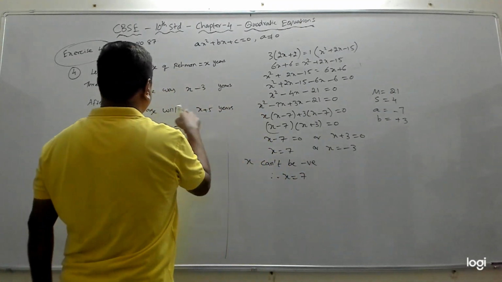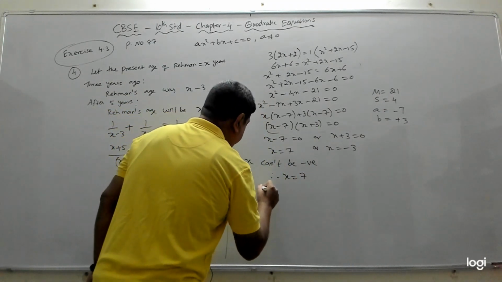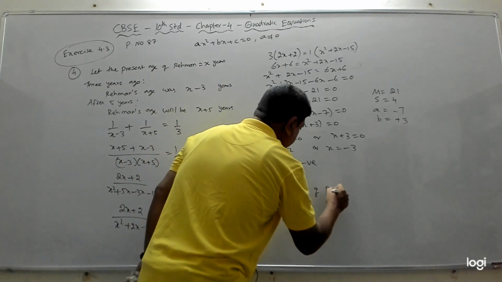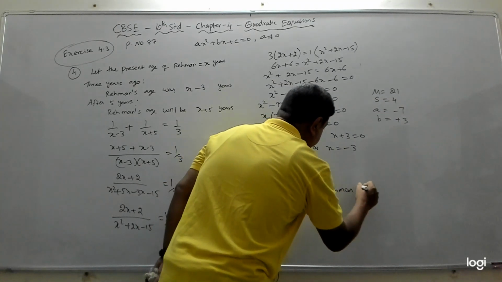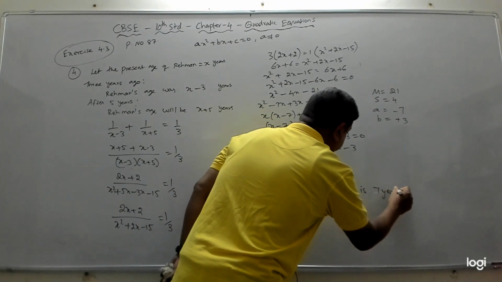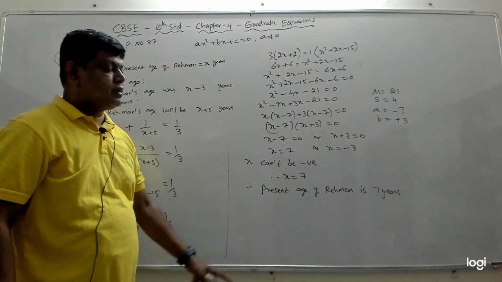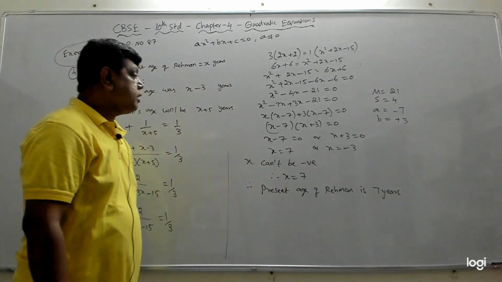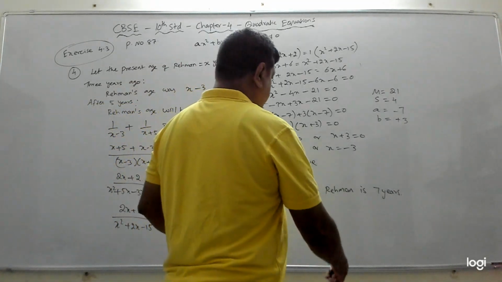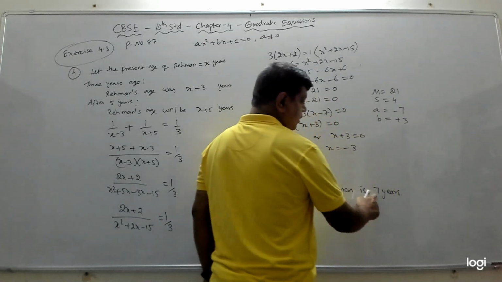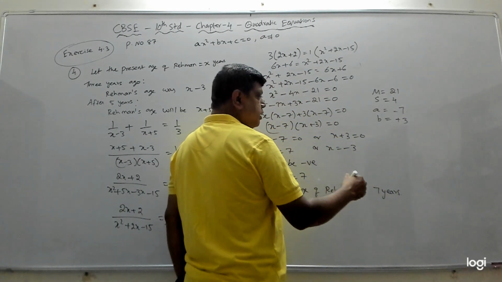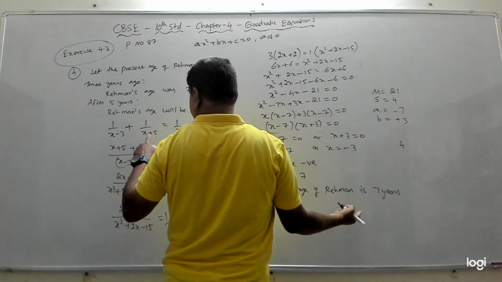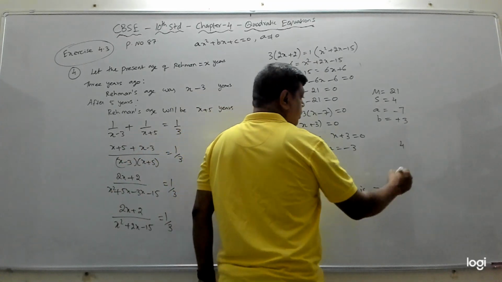So the present age of Rahman is 7 years. He is currently 7 years. Now suppose you want to verify this: what was his age before 3 years? Now he is 7, so before 3 years he was 4. And after 5 years, what will be his age? After 5 years, his age will be 12, because he is 7 now, he will become 12.